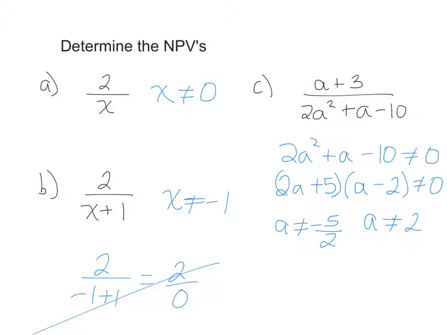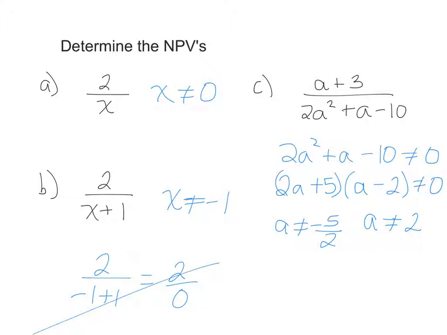Finding non-permissible values is going to be something you do in every question that you do from now on in this unit. It's going to tell you to simplify something, and we're going to do just simplifying rational expressions. We'll do adding and subtracting, multiplying and dividing, solving rational equations, all that stuff. But finding non-permissible values is going to be part of it.